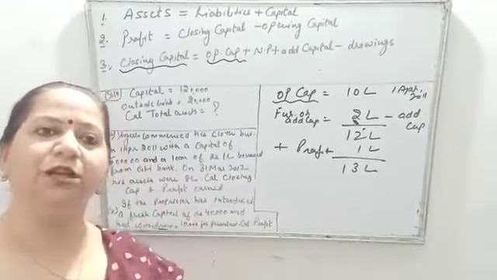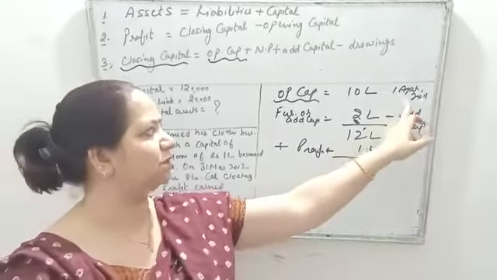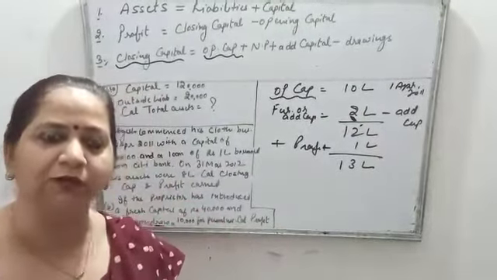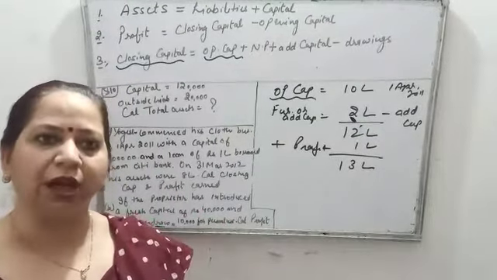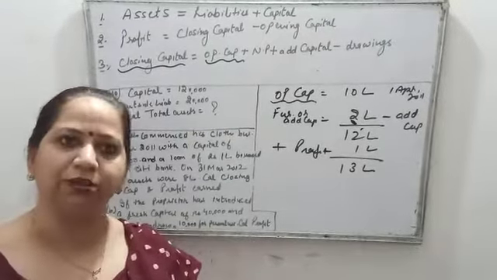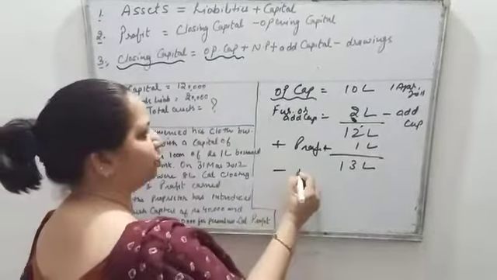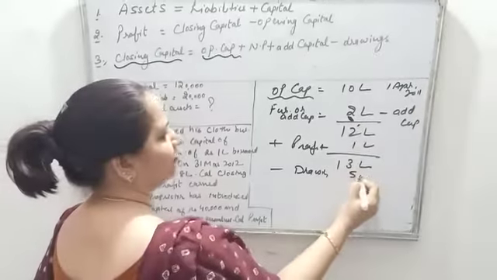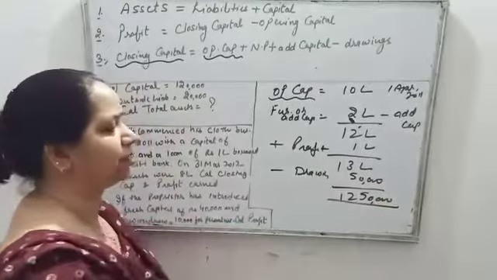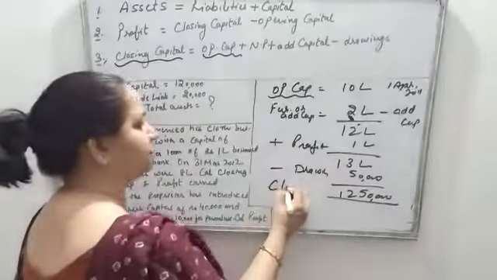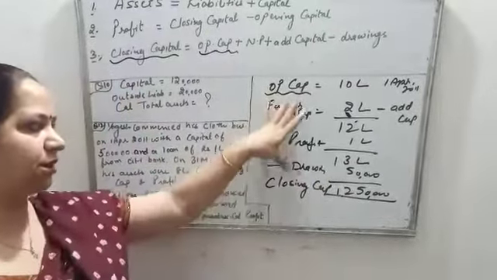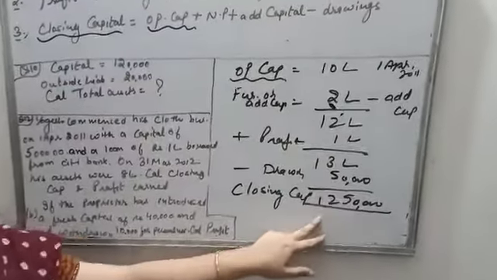Now during that particular year, it starts from 1st April 2011 and ends on 31st March 2012. He withdrew cash for his personal use, 50,000. So that will be treated as drawings. It will reduce the capital, so I am going to deduct the drawings, 50,000. So at last we got 12 lakh 50,000. This will be termed as closing capital. Closing capital means after all these adjustments, at the last, it will be termed as closing capital.